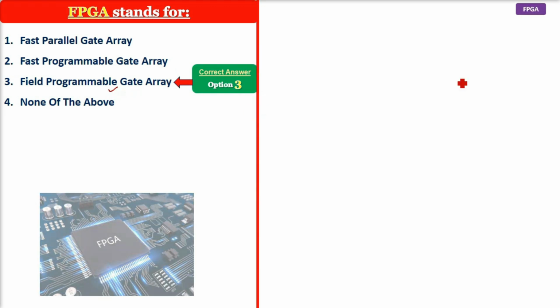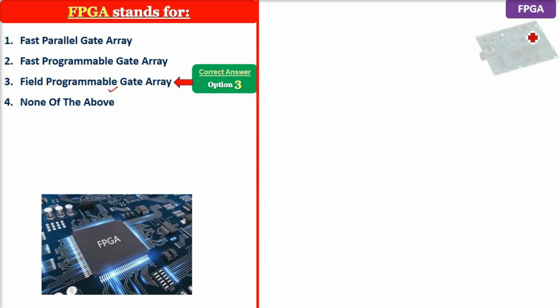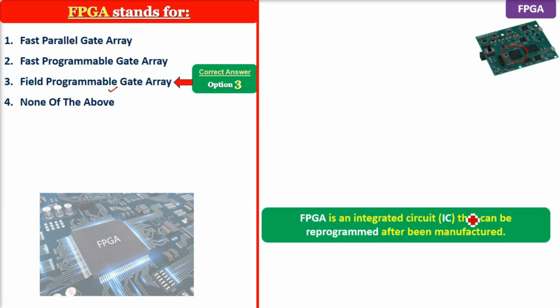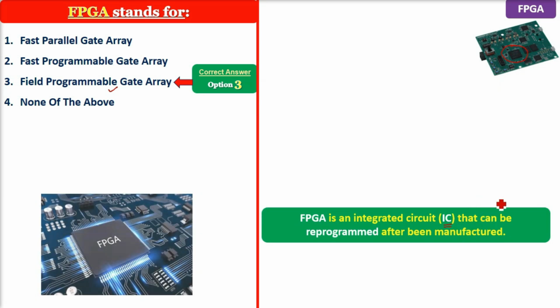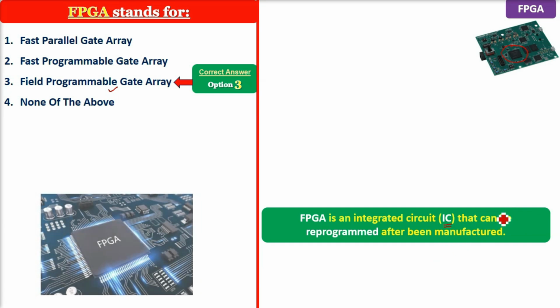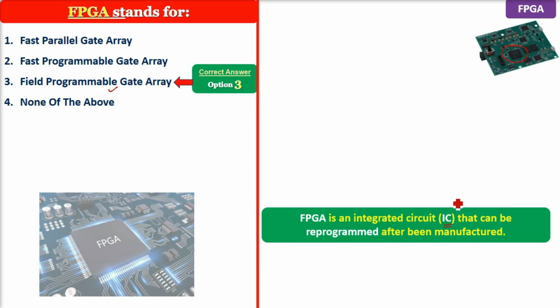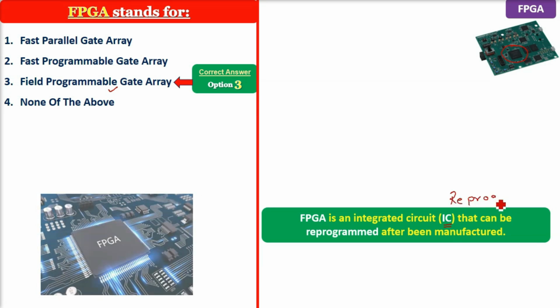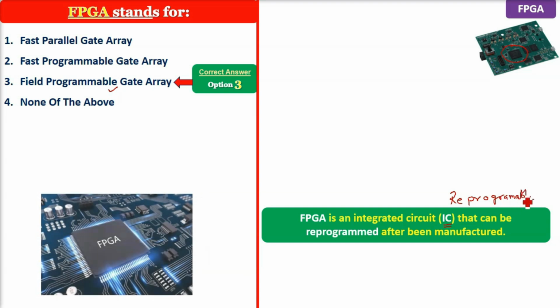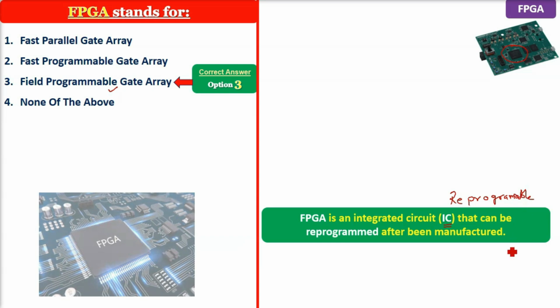Now this FPGA, or field programmable gate array, what is this? Here you see the FPGA. It's an integrated circuit that can be reprogrammed to perform a specific function after it has been manufactured. So you can program it again and again to serve your specific purposes. That is why the FPGA became so important to the electronics industry, because it is reprogrammable even after it has been manufactured.